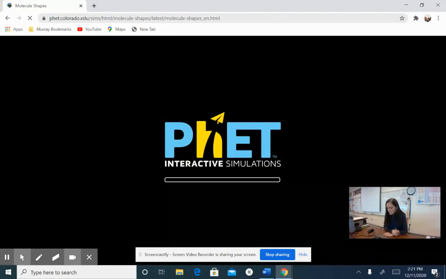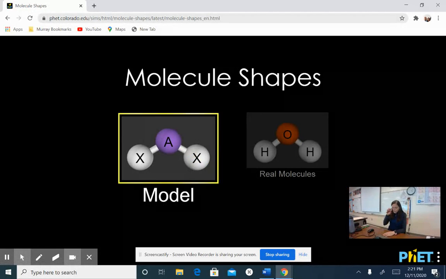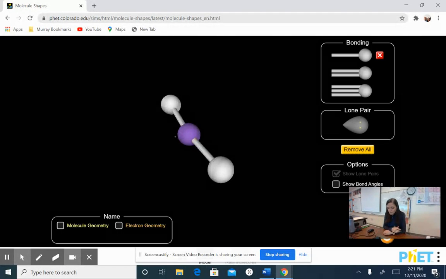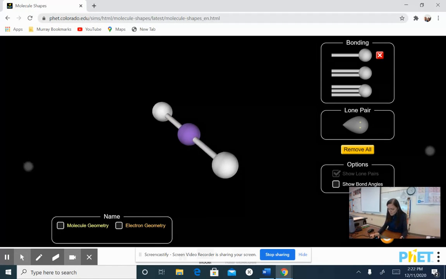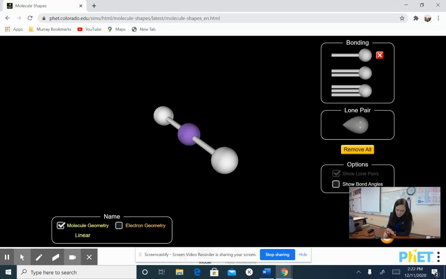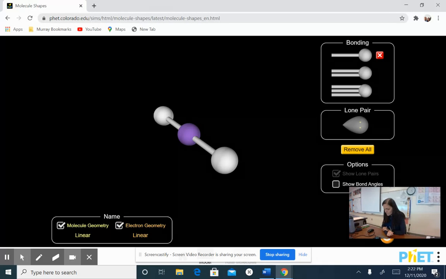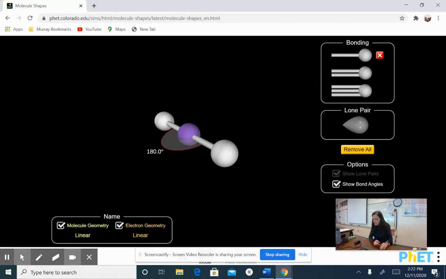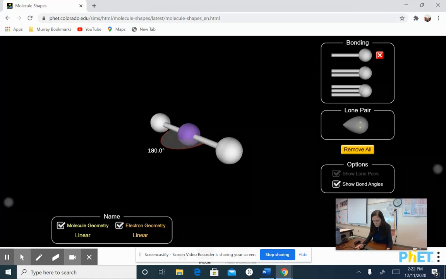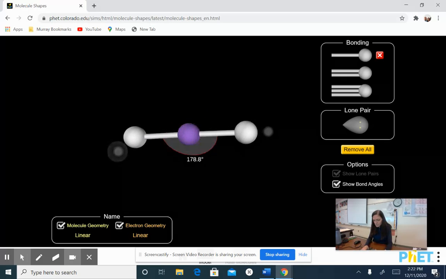And you're going to get that to play. And we're going to use the model. Okay, now on this model, there are a couple of things that I want you to do. I want you to click the molecular geometry, and I want you to click the electron geometry. And I don't really care that you see the bond angles, but if you really want to see the bond angles, you can click that. I don't expect you guys to do the bond angles. I do expect the Gen Chem kids to know the bond angles. Okay, so we're going to use this simulation.